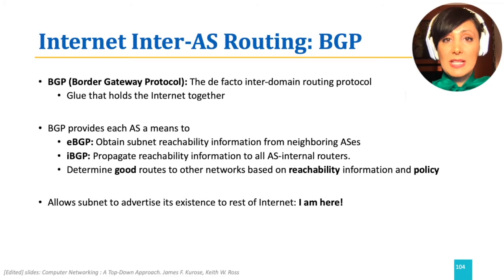BGP has two components: external BGP, eBGP, and internal BGP, or iBGP. Remember the responsibilities of the inter-AS routing we discussed. eBGP is responsible for obtaining subnet reachability from neighboring routers. iBGP propagates that reachability information to the routers within one AS. In other words, an AS tells the rest of the world that it exists using eBGP. Propagation of that information to each router within ASs is done by iBGP.